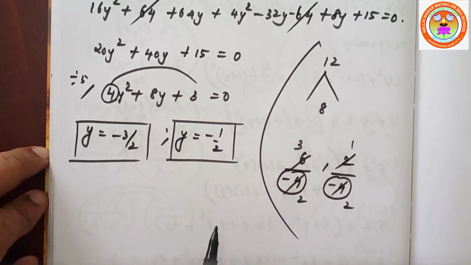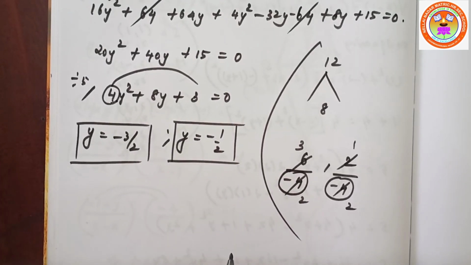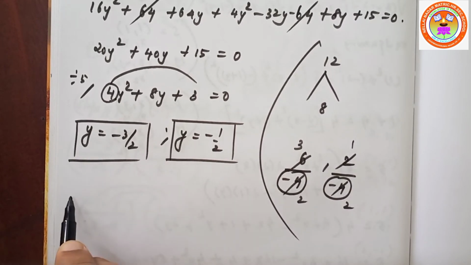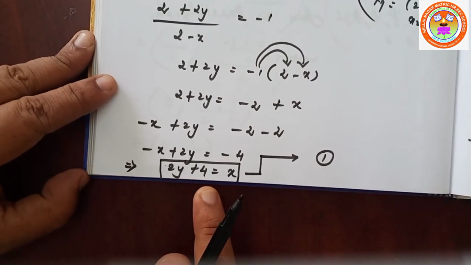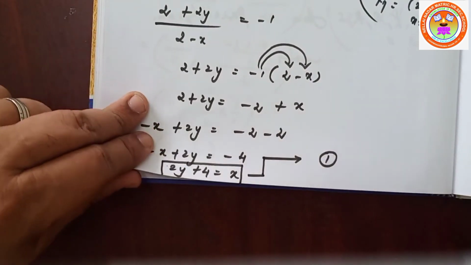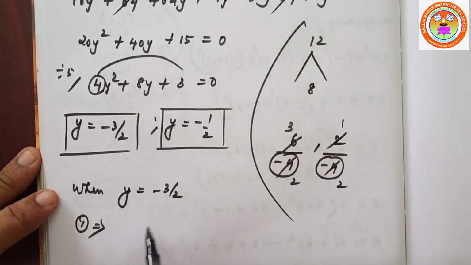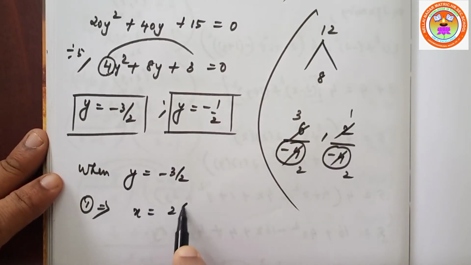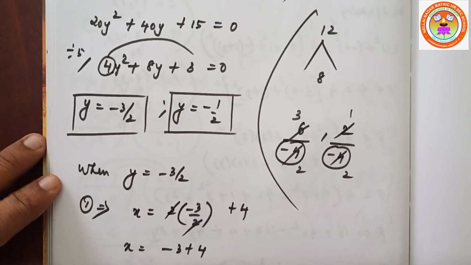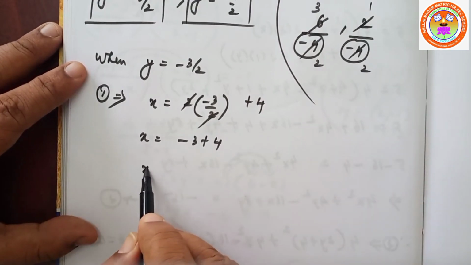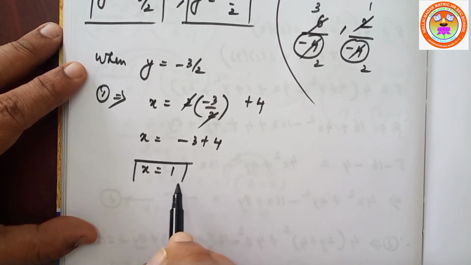Now substitute the values of y in equation number 1 to find the values of x. First I take y equal to minus 3 by 2. When y is equal to minus 3 by 2, in equation number 1 we have x equal to 2y plus 4. Y value minus 3 by 2. 2 gets cancelled. X is equal to minus 3 plus 4. Minus 3 plus 4 is equal to 1.